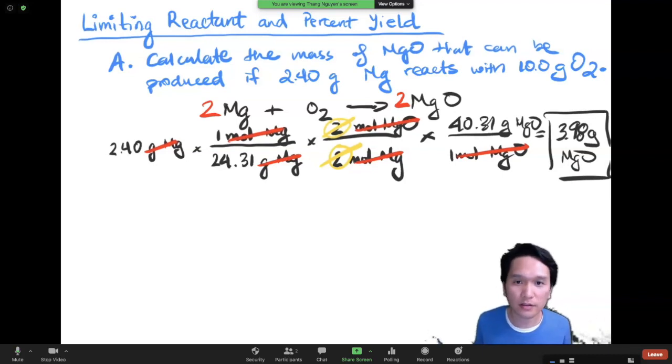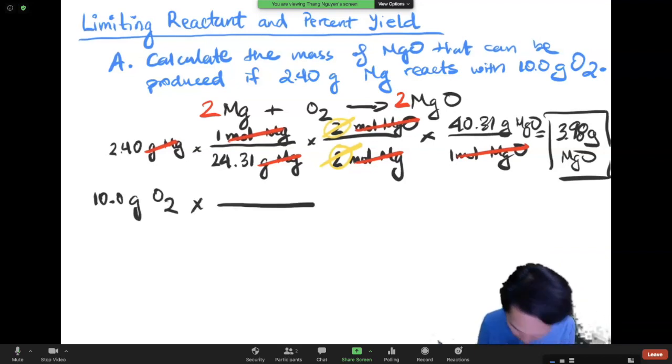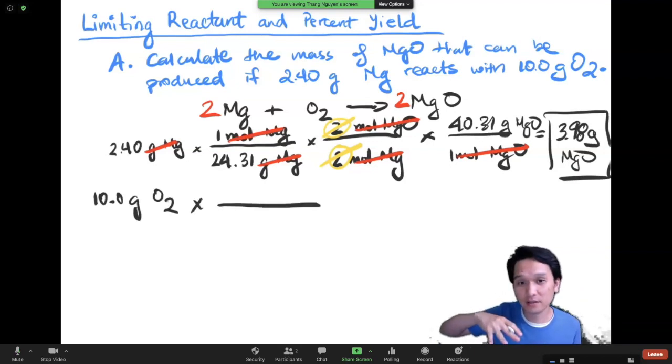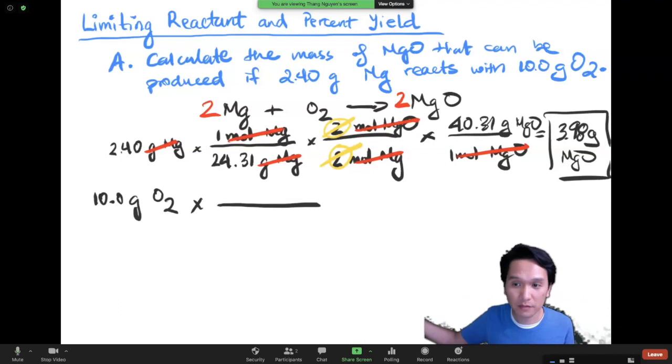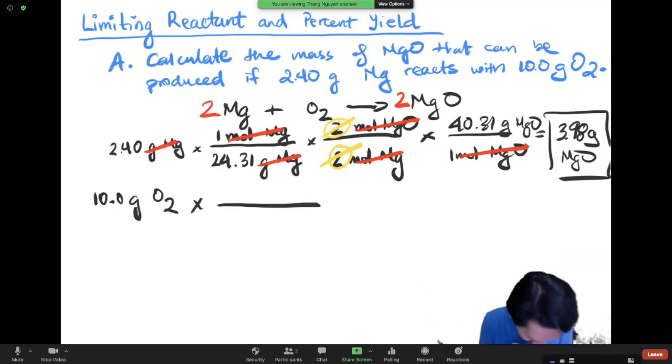Now let's go to scenario 2, where we base our calculations again on the oxygen only. So we have 10.0 grams of oxygen. Based on the grams of oxygen, we need to go to grams of magnesium oxide. So therefore, grams to moles to grams. I'm going to go fast this time.